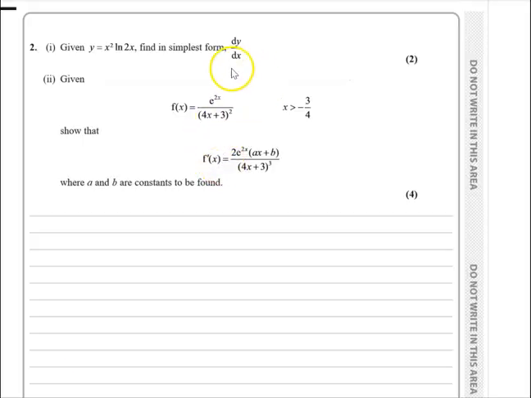We move on to question 2. Question 2 of the paper. So you're looking for dy/dx of this function here. You can see this is the product rule. So your y equals x squared natural log of 2x. So product rule, your u is x squared, and then your v is the natural log of 2x.